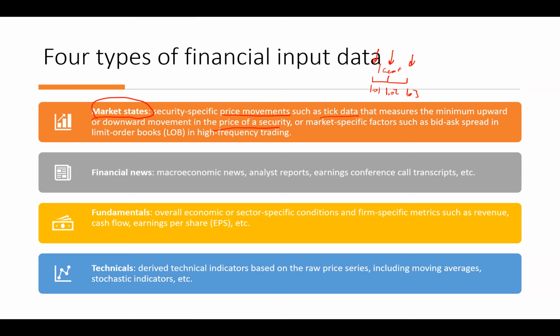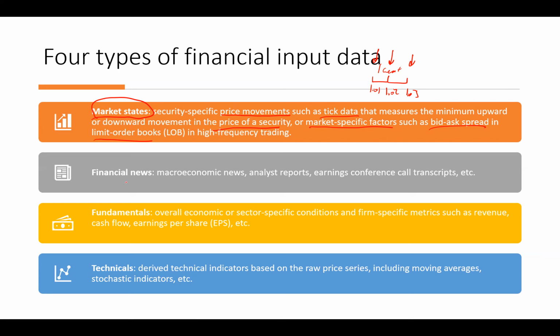It can also be market-specific factors such as the bid-ask spread. Later, in the second week's course, we're going to talk about what the bid-ask spread is, in the context of limit order books.